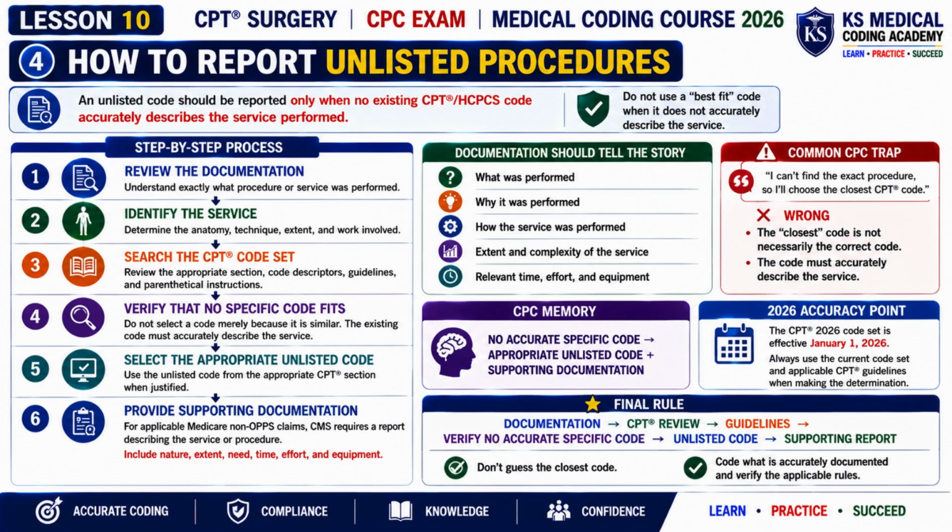Remember your CPC workflow. Documentation → identify the service → search CPT → verify no specific code fits → select the unlisted code → provide supporting documentation. The final rule is, don't guess the closest code, code what is accurately documented and verify the applicable rules.